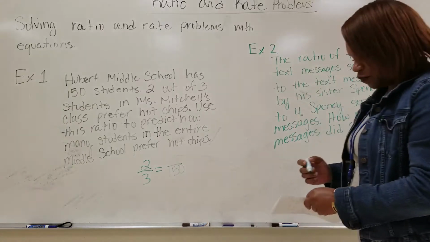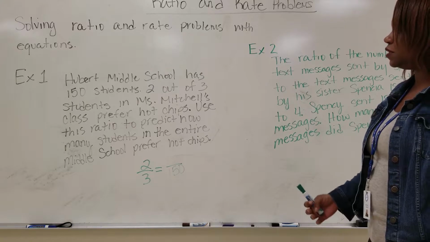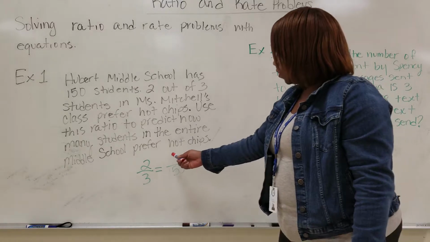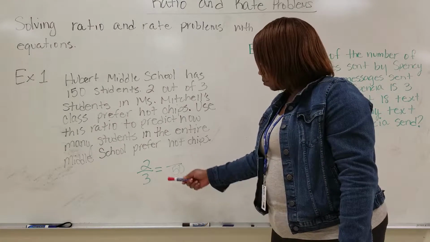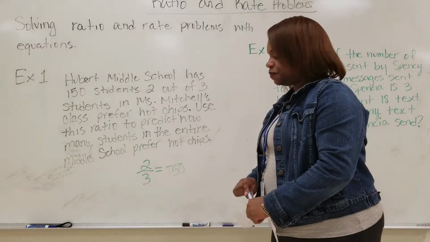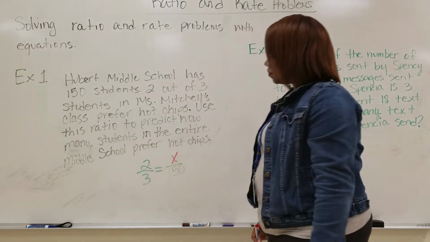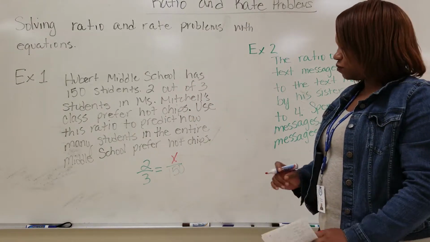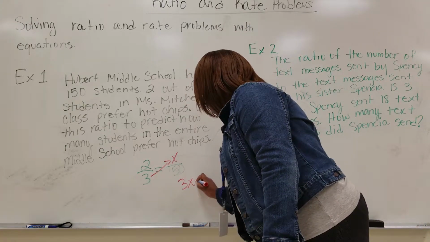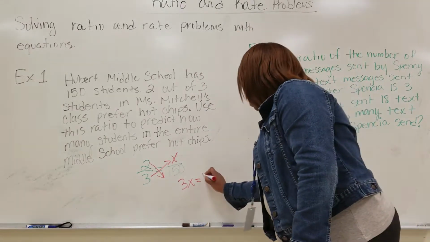And so they asked us to find, use the ratio to predict how many students in the entire middle school prefer hot chips. So we are looking for this number. This number is a part of the 150. The 150 is the total. So how do we represent the unknown? We represent it with an X. And from here, we cross multiply. 3 times X will give us 3X. 2 times 150 will give us 300.